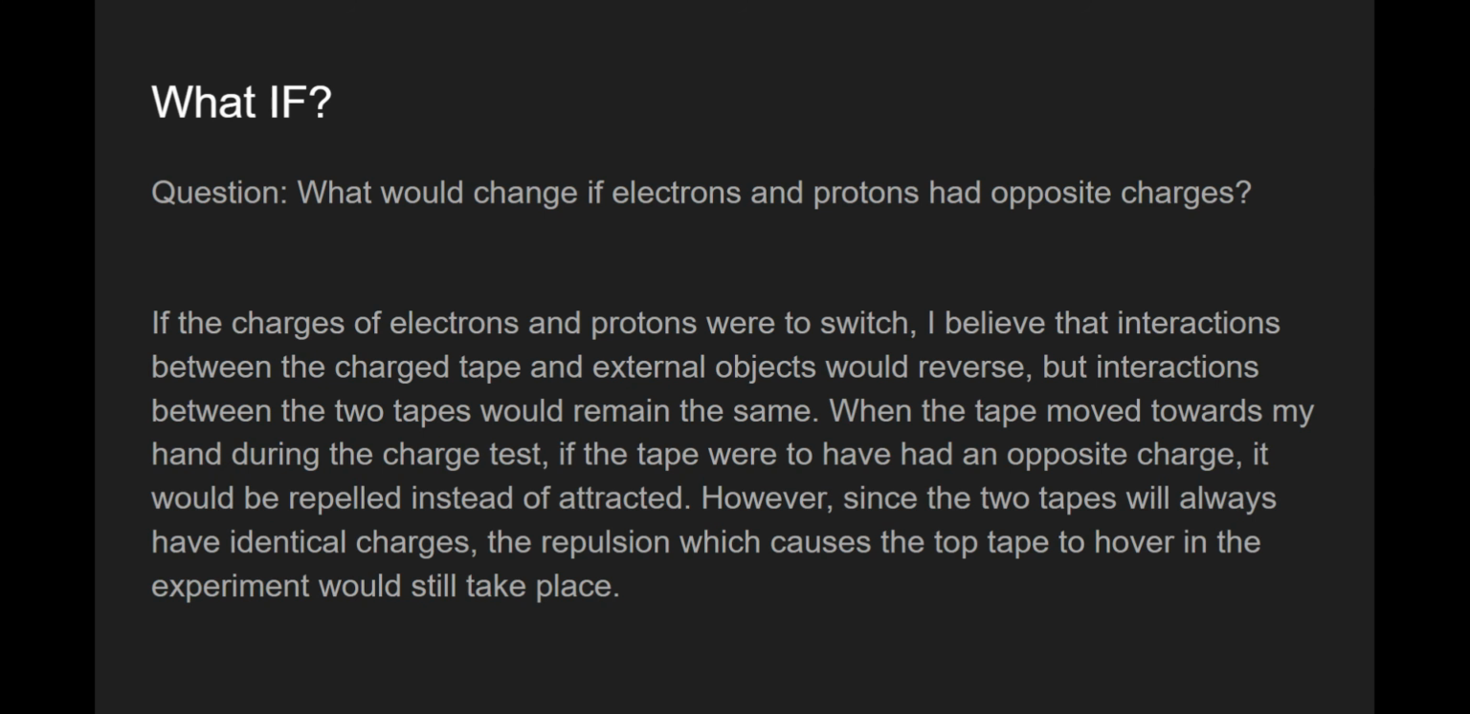However, since the two tapes were charged in the same way, they will always have identical charges, so the repulsion which causes the top tape to hover in the experiment would still take place.